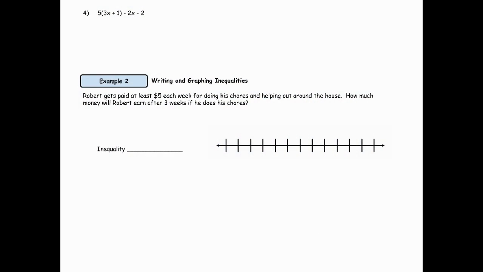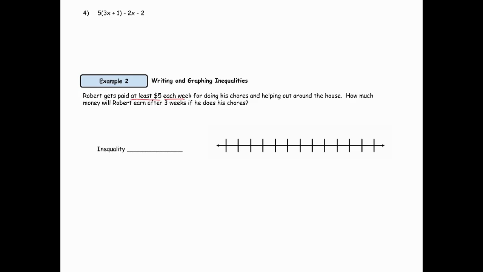Example number 2, writing and graphing inequalities. The situation says Robert gets paid at least $5 each week for doing his chores and helping out around the house. How much money will Robert earn after 3 weeks if he does his chores? Let's go ahead and identify some key ideas here. We know that Robert gets paid at least $5 each week.